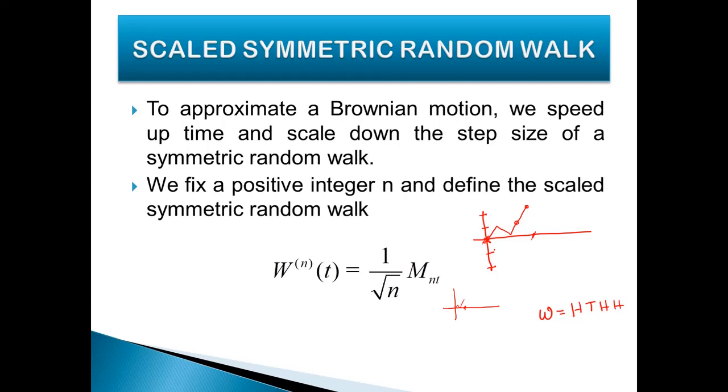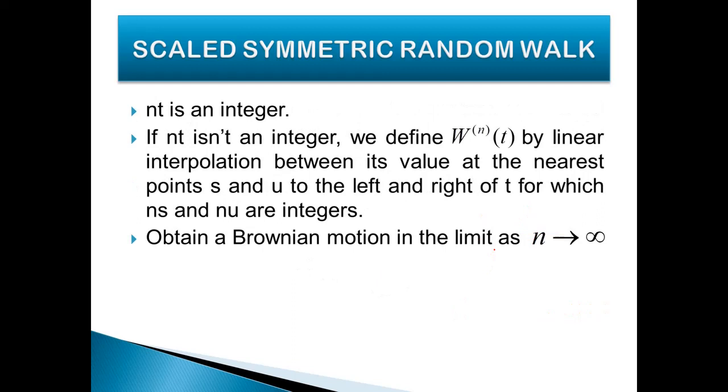The main thing you have to understand is that nt must be an integer. When we defined the random walk, n must be an integer, so here nt must be an integer. If it is not an integer, then we have to approximate. It's not important, but remember that nt is an integer. When we take n tending to infinity, we get a Brownian motion. We have very small differences, so it becomes like the continuous case.